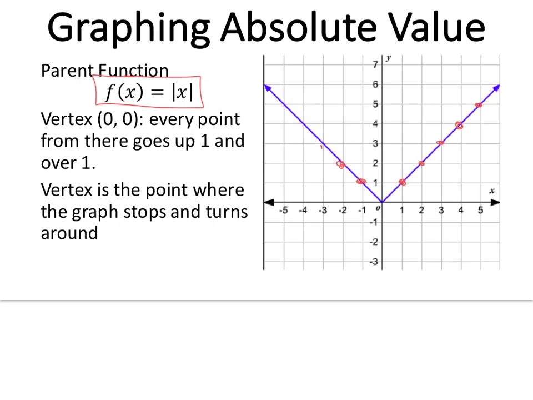It just, instead of continuing the pattern, it actually stops and turns around and uses the pattern in the other direction. So the vertex is the point where the graph stops and turns around. That's going to be really important. So the vertex for this graph is right here. This point is what we're going to base everything around.